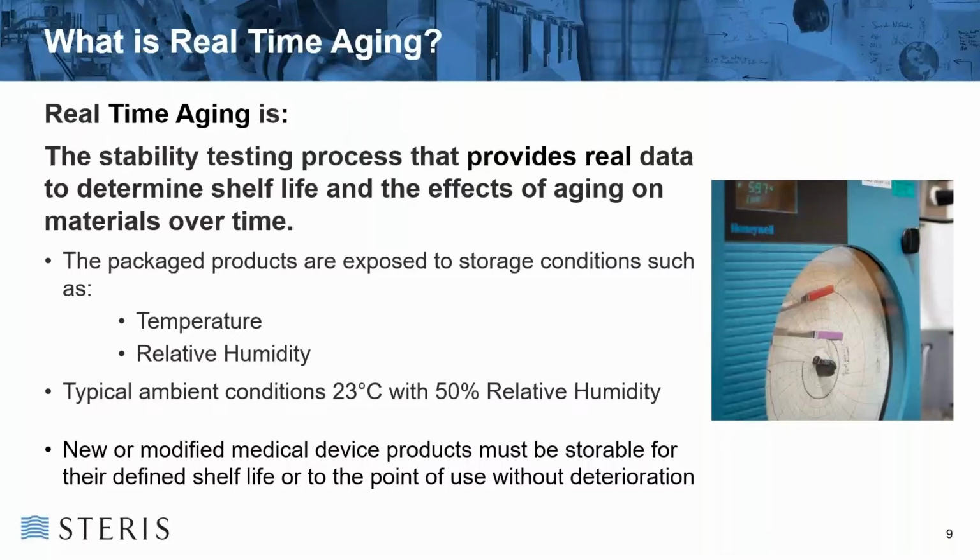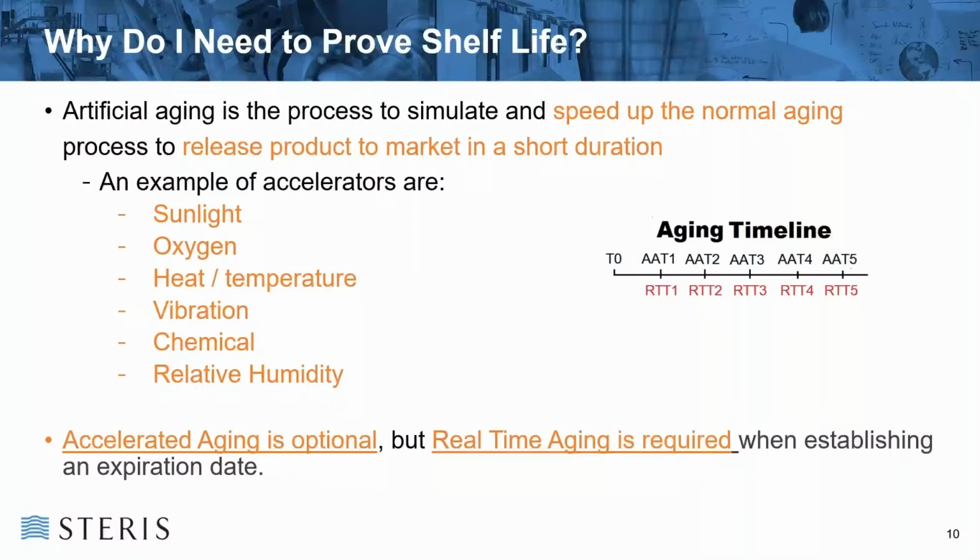Again, you're using a set temperature and a set humidity. You can, if you wish, age the product in your own warehouse in uncontrolled conditions, but it's not recommended for a very simple reason. If you're not going to monitor both the temperature and humidity levels, you don't know what the product and packaging has been exposed to. New or modified devices or products must be storable. Again, they must be available for use at the point of use without deterioration after real-time aging.